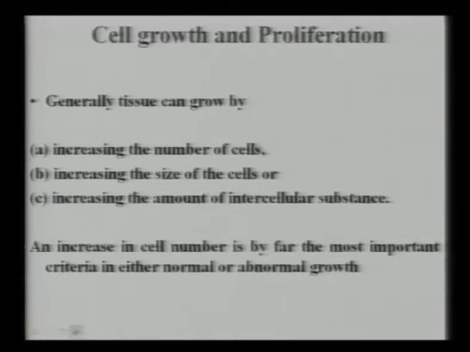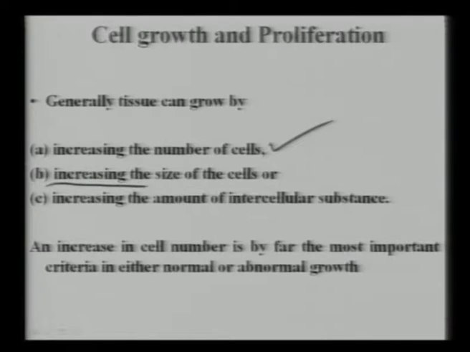Now, how can cell growth and proliferation take place? Tissue can grow by increasing the number of cells. When you increase the number of cells, that process is known as hyperplasia. Increasing the size of the cells is hypertrophy, not atrophy. And the third is increasing the amount of intercellular substances.